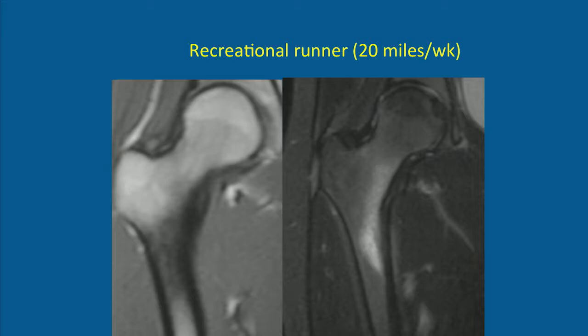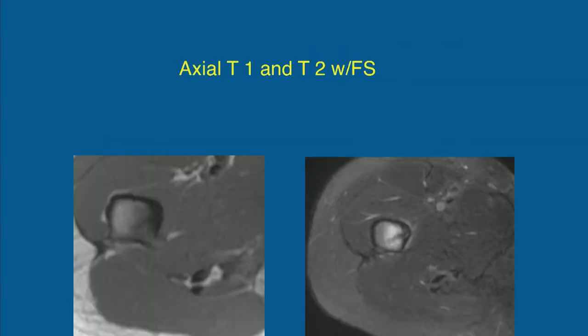In this example, this is a recreational runner, ran about 20 miles per week, presented with groin pain, and you can see the left image is a T1 weighted image, and the gray area is the bone marrow edema. But in addition, there's a little periosteal reaction. You can see that also on the fat-suppressed T2 weighted image with the bone marrow edema and the periosteal reaction. But the fracture line is not well demonstrated. But that is on the axial images, so it's a reason why we do both coronal and axial images. Fracture line is much easier to see in this particular case on the axial images because the coronal image just coincidentally went right through the fracture line.